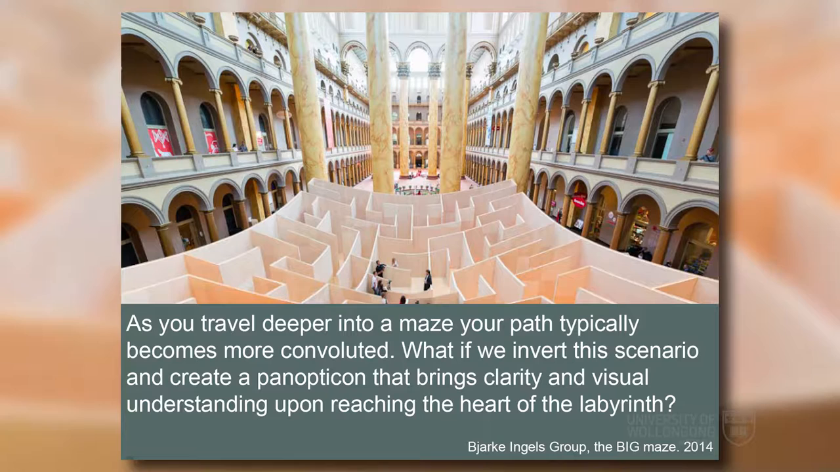This is a statement about the maze made by its architect, and it's a statement that really caught my eye for a very obvious reason, if you know anything about critical theory. As you travel deeper into a maze, he said happily, your path ordinarily becomes convoluted. Well, we don't want a convoluted path, that's not a good thing. So what if we change the way that the maze is designed and we make a panopticon that brings clarity and visual understanding to the heart of the labyrinth?